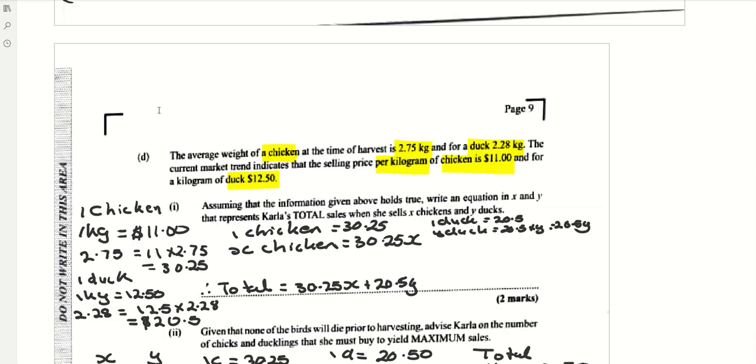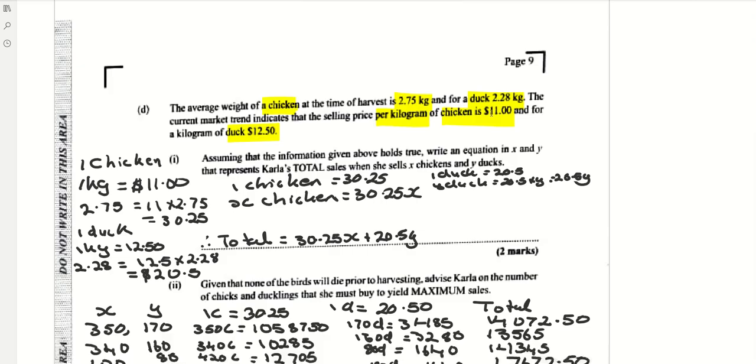Part D says the average weight of a chicken at harvest time is 2.75. That means one chicken is 2.75 and one duck is 2.28, right? So we said a duck is 2.28. Then they said the current market trend indicates that the selling price per kilogram, meaning 1 kilogram of chicken is $11 and 1 kilogram of duck is $12.50.